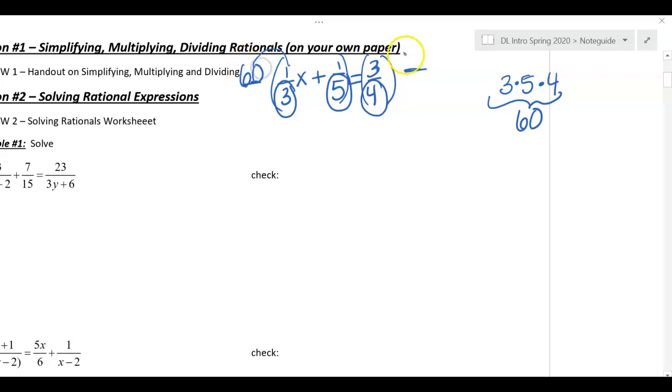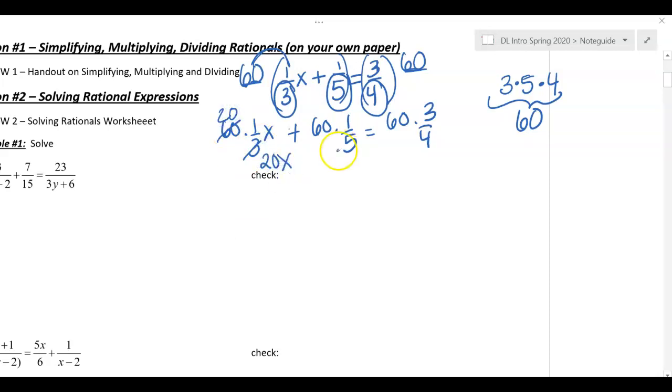When I multiply both sides of this equation by 60, you'll see that when 60 multiplies 1/3 x, when 60 multiplies 1/5, and when 60 multiplies 3/4, I should have a new equation that has no fractions left in it. Notice the 3 can go into the 60 20 times here, so I'd have 20x. 5 can go into 60 12 times here. Not 18, I apologize. And 4 goes into 60 15 times. So now you see you have a much simpler equation to deal with. We want to do this exact same thing.